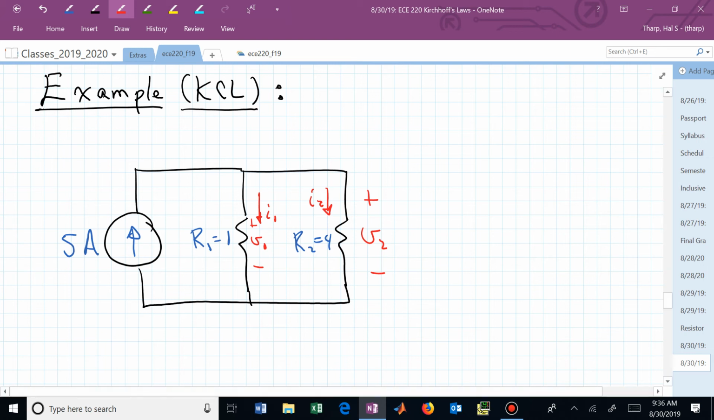But in looking at this, do you see anything that might be in common or might help you simplify your thought process or the analysis? Do you see anything that's the same or shared in this collection of interconnected two-terminal elements? V1 is the same as V sub 2, is it not? Those have the same two nodes.